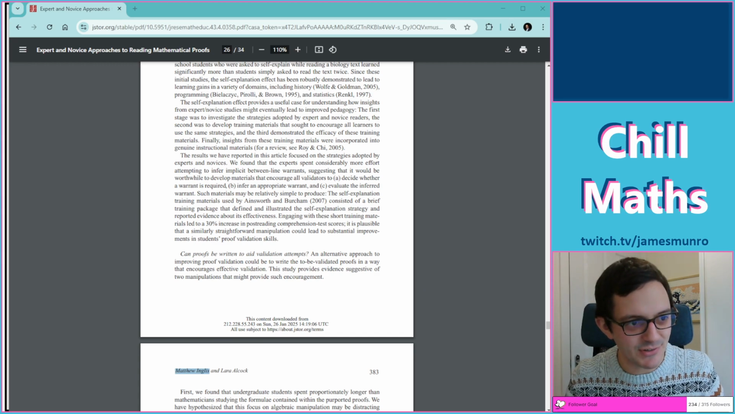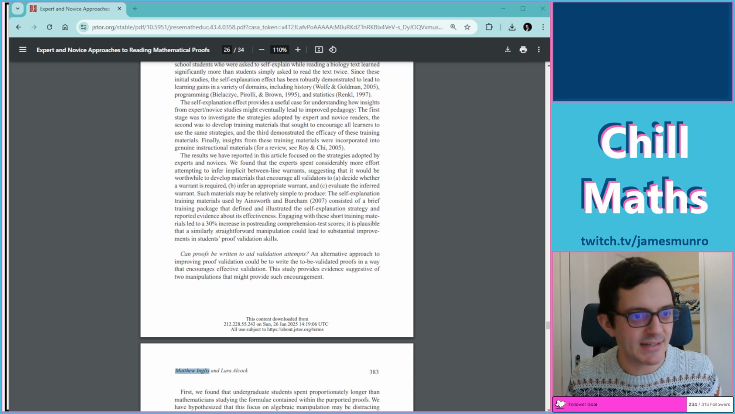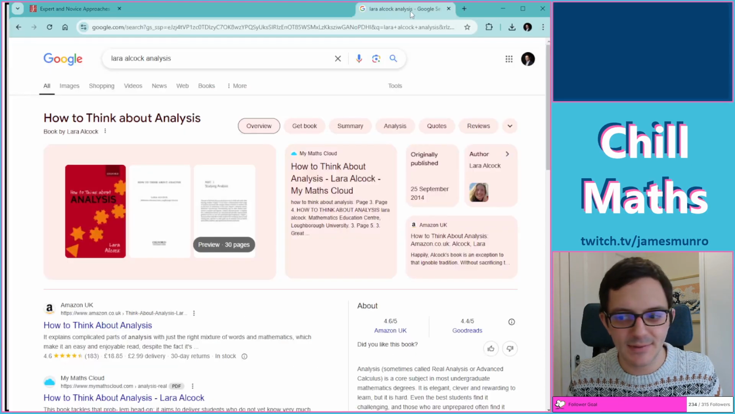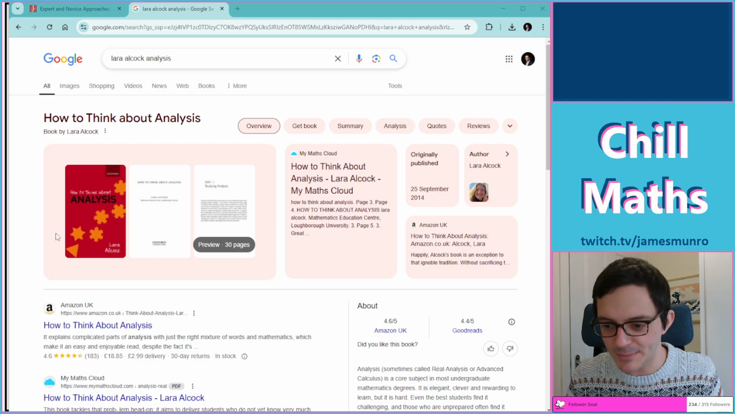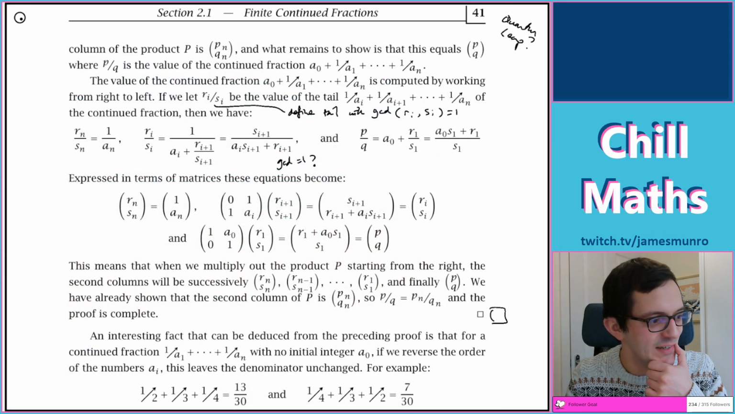It's also a book that students can read, so I'm going to promote it now. It's called How to Think About Analysis. I recommend this for people who are at uni learning about analysis. Good. Right, okay. Enough maths education research for a second.